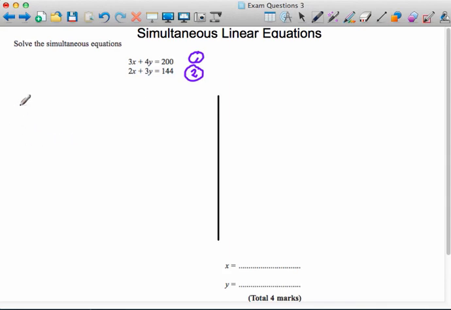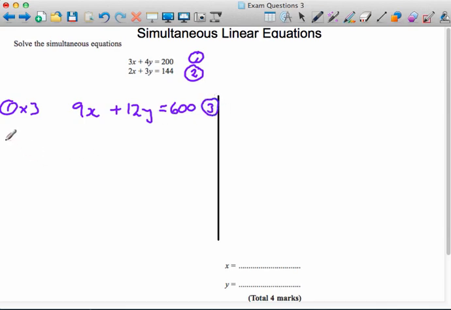So the first equation, I'm going to multiply by 3. Equation 1 times 3. I multiply everything by 3. 3x times 3 is 9x, plus 4y times 3 is plus 12y, and 200 times 3 is 600. And we'll call that one equation 3.